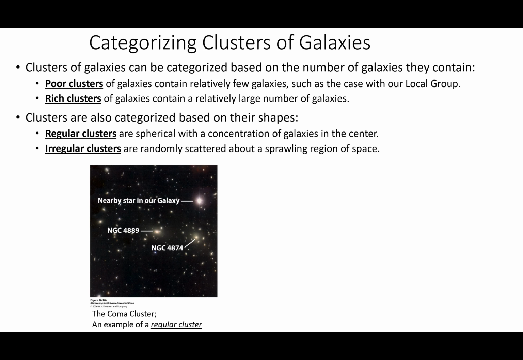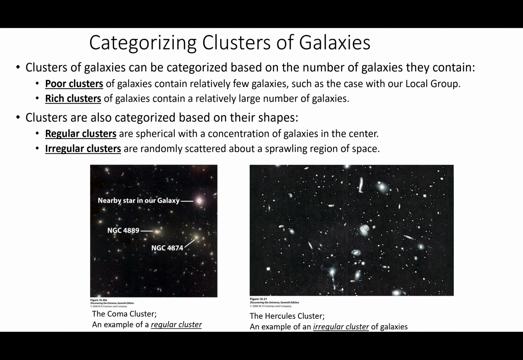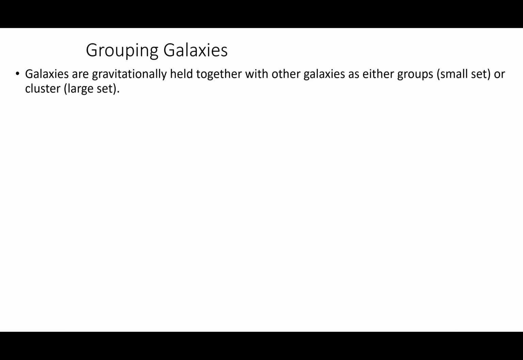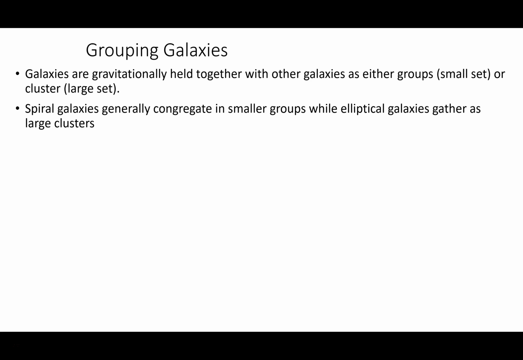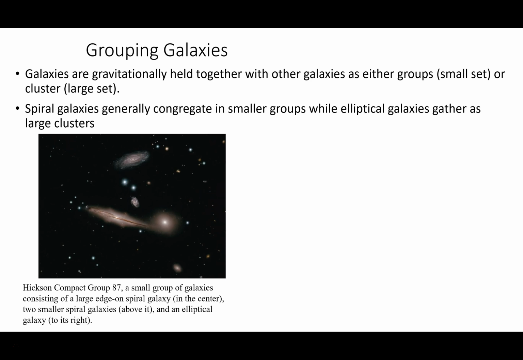So this is another cluster of galaxies called the Coma cluster. Again, these are not stars, these are galaxies. This is the Hercules cluster of galaxies, and it's so cool. This one's regular, dense in the center, and this is irregular. Spiral galaxies are usually in the smaller groups, while elliptical galaxies we're going to see make some really large clusters.